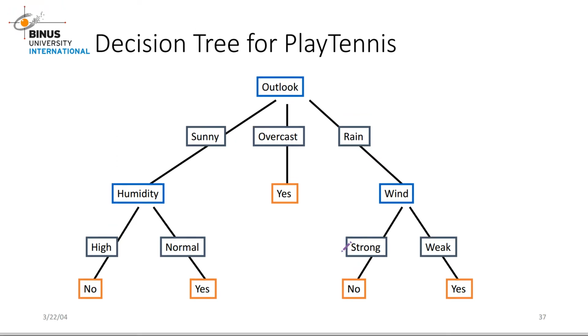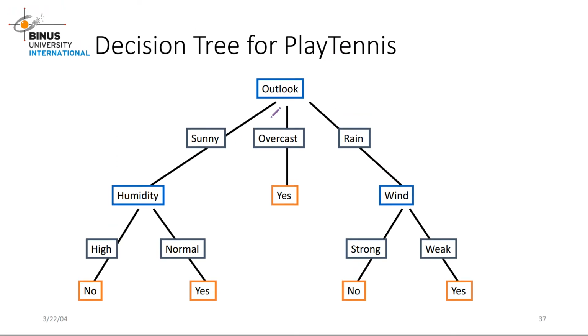And then finally, we can have the complete decision tree like this. Outlook has our highest information gain, 0.246, so it is chosen as the root. And then what next? Outlook equals sunny, outlook equals overcast, outlook equals rain. This is straightforward. The leaf is yes, that is the leaf. And then what next after this?